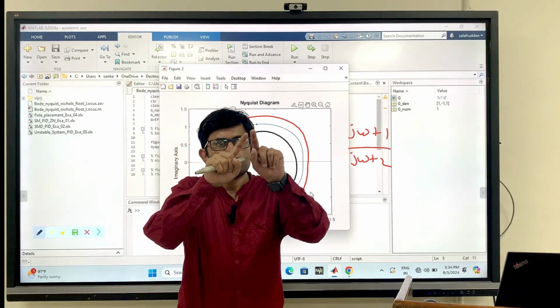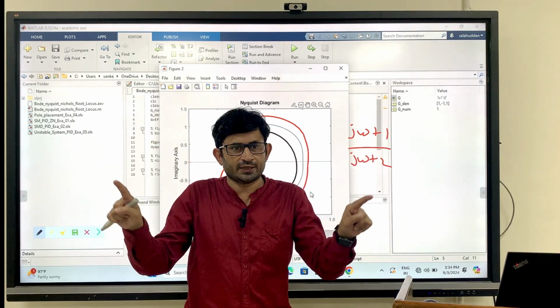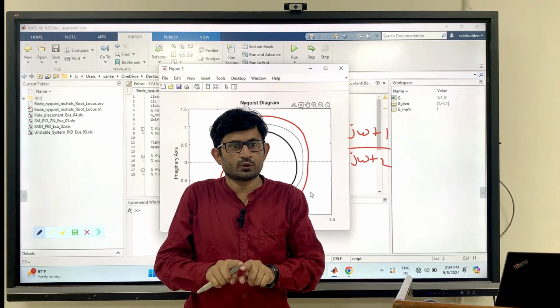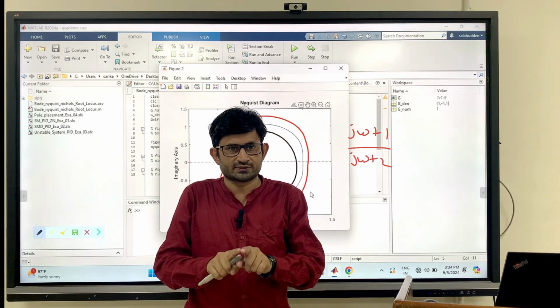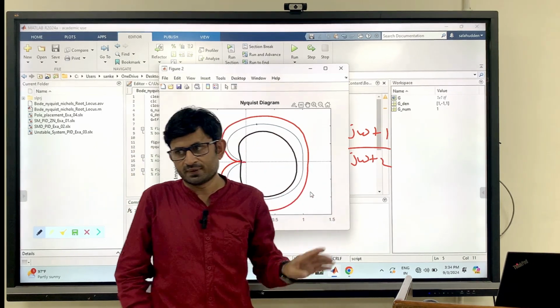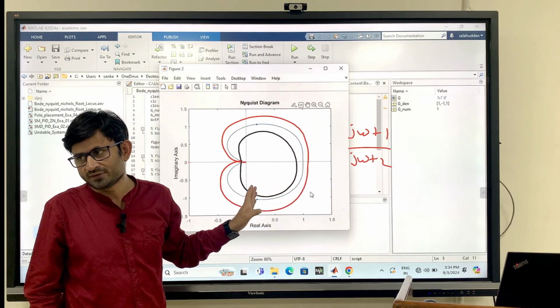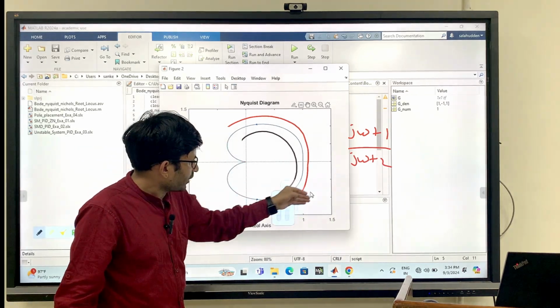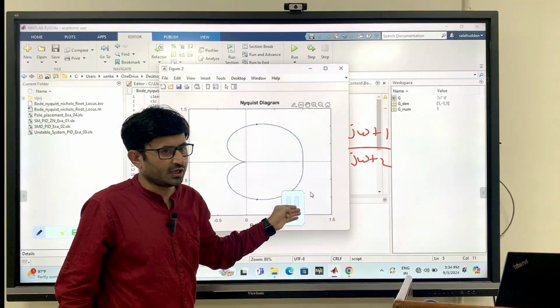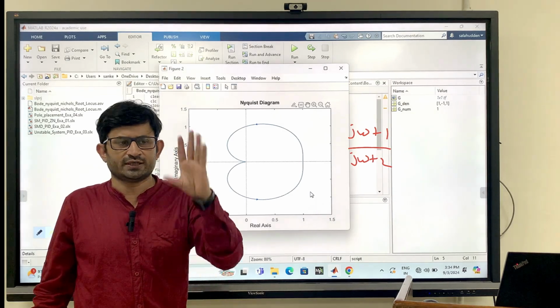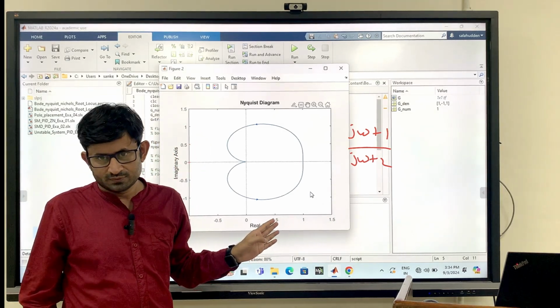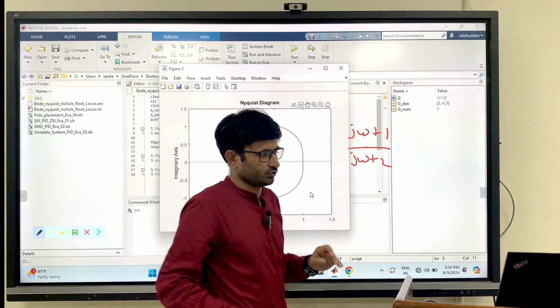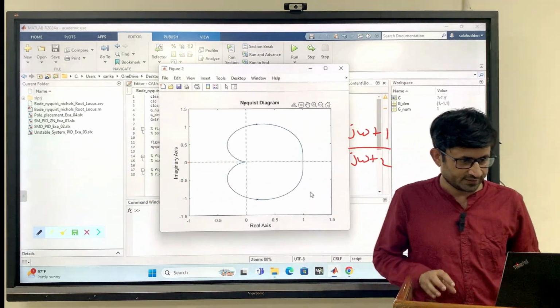Roughly you will be able to find out the shape, but you will not be able to tell how big or how small it is. But using MATLAB, we can see these things accurately. So see how important a MATLAB tool is. Now you can see any transfer function. You just name it, I will plot it here. But first, you should understand the theory behind it.